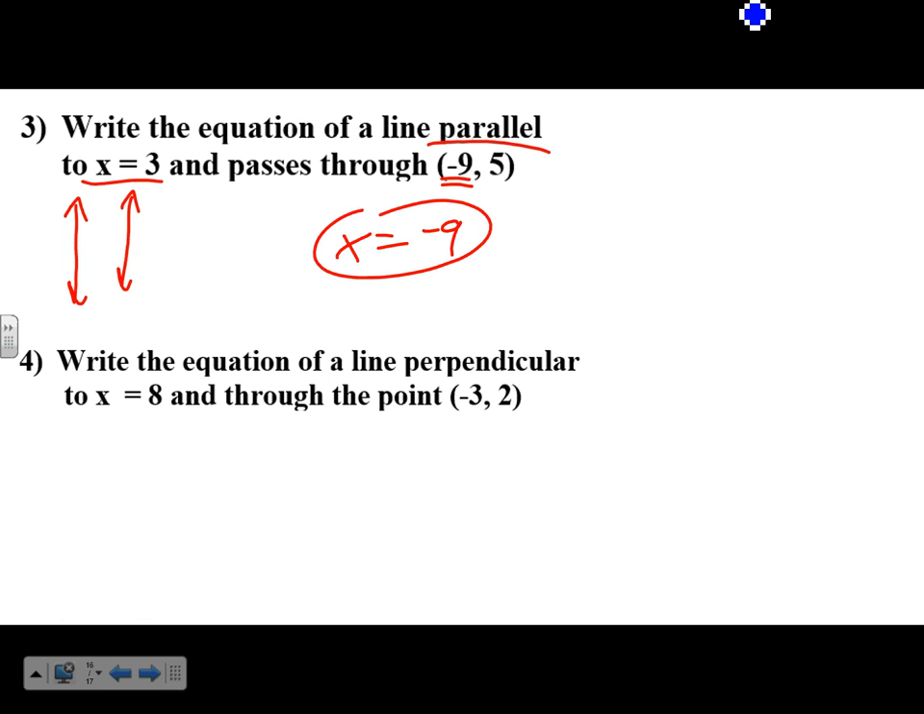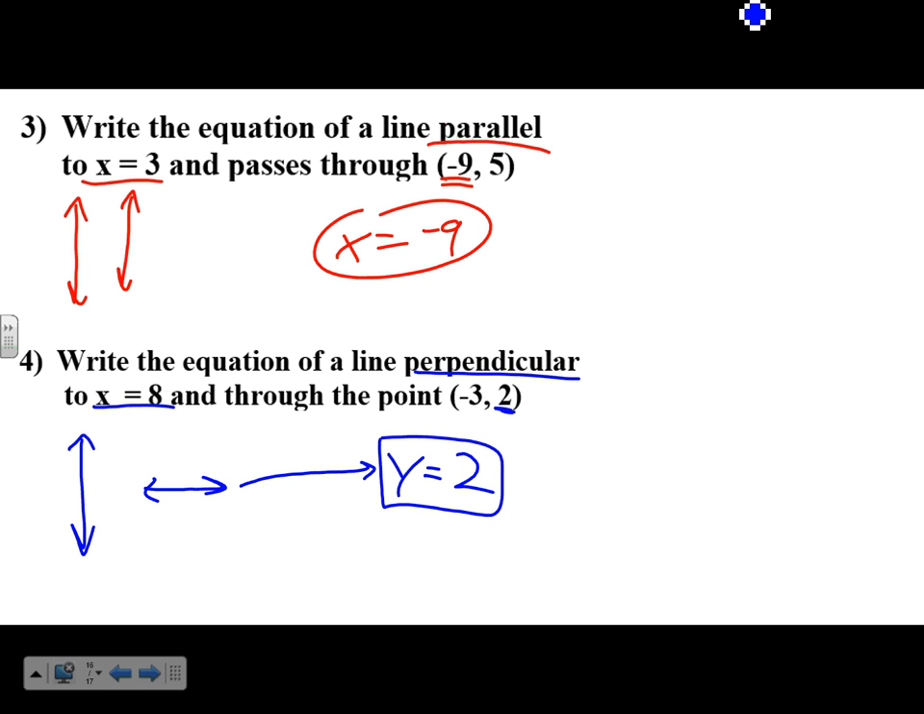Write an equation perpendicular to x is equal to 8. Again, if it's perpendicular, we want y is equal to. We want the opposite. Well, now my y value is 2, so y is equal to 2. Now again, x is equal to is a vertical line, so I want a horizontal line. That's why we picked y is equal to. But again, the shortcut is, if it's perpendicular, we want the opposite of whatever they say.